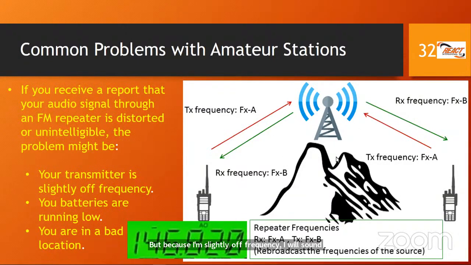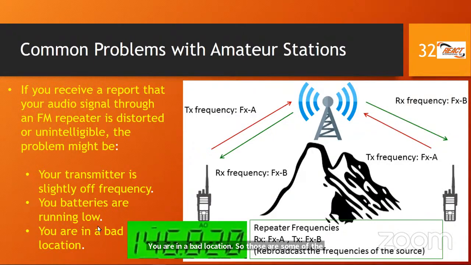So those are actually points in an exam question. It says if you receive a report that your audio signal through an FM repeater is distorted or unintelligible, the problem might be 1, your transmitter is slightly off frequency, 2, your batteries are running low, or 3, you are in a bad location. So those are some of the common problems in amateur radio.